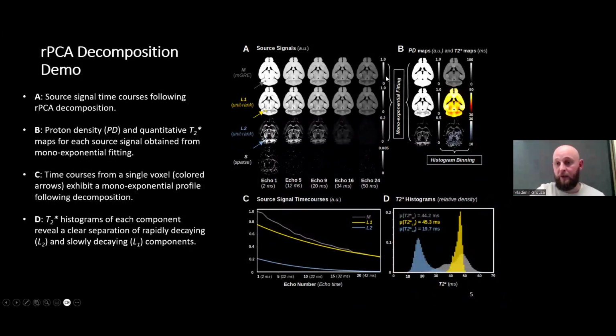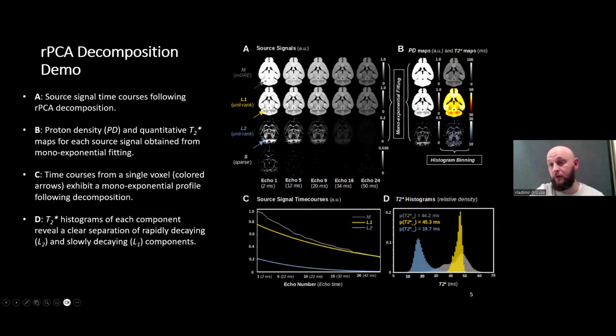And if you do a mono-exponential fit to these respective components, we can see that the proton density of the MGRE original signal is pretty uniform. But when we look at the slowly decaying component, L1, we can see that now there are hypointensities associated with this white matter skeleton corresponding to the mouse anatomy. And we can see that the L2 component essentially produces this skeletonized structure of white matter.